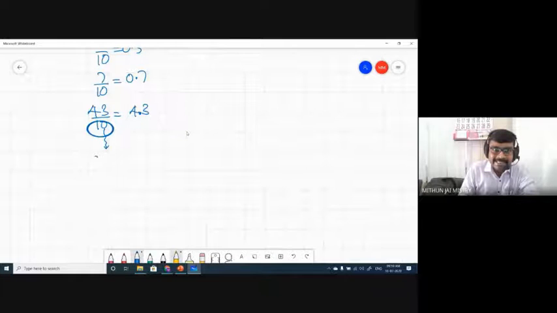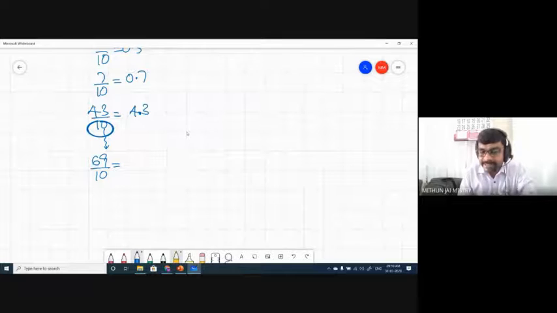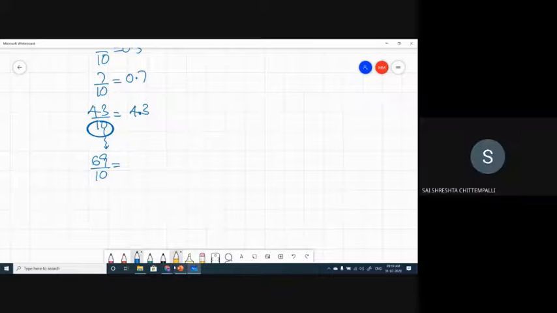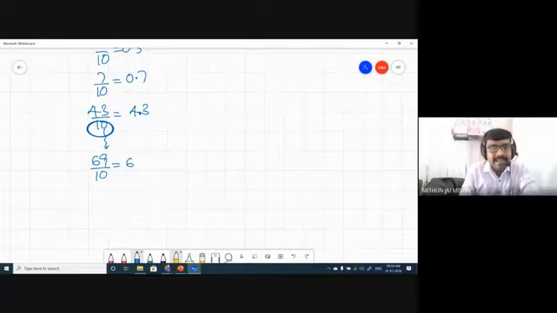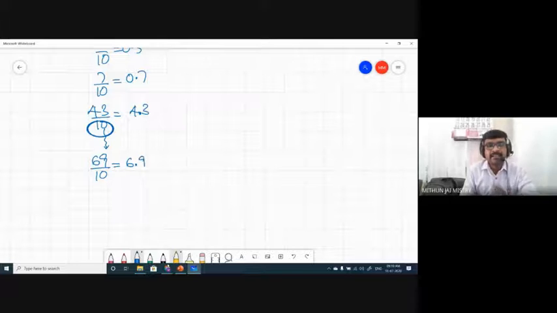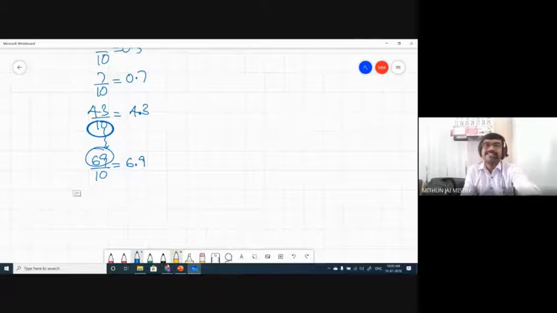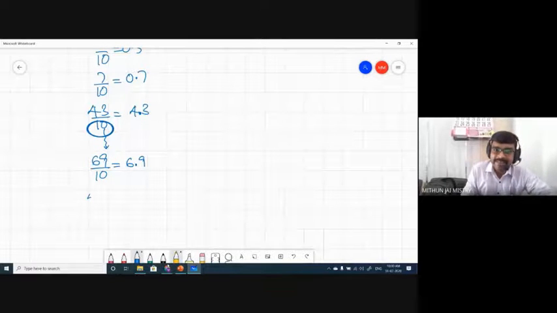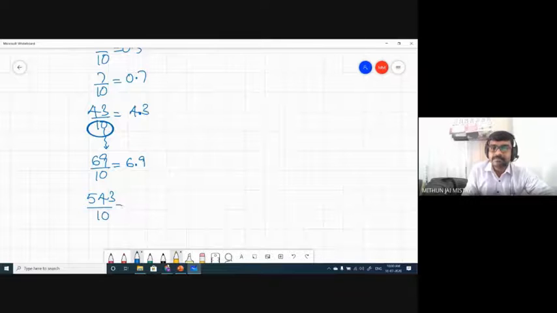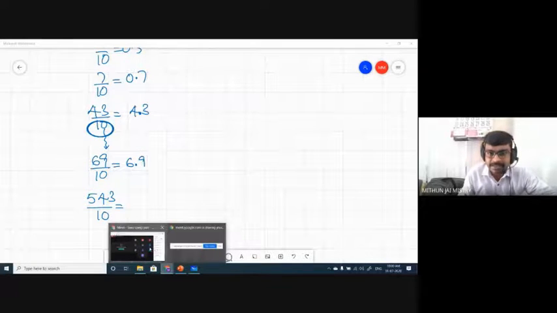Similarly, 69 by 10. Can you guess how we can write this one? Anybody? 6.9. Yes, we can write it as 6.9. Chalo, that is 2 digits also over. Now, if it is not 69, children, if it is some 543 by 10, now I'm going to ask individually.